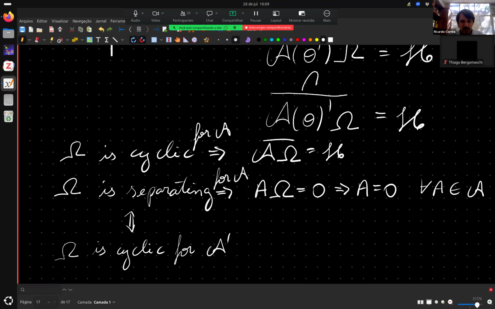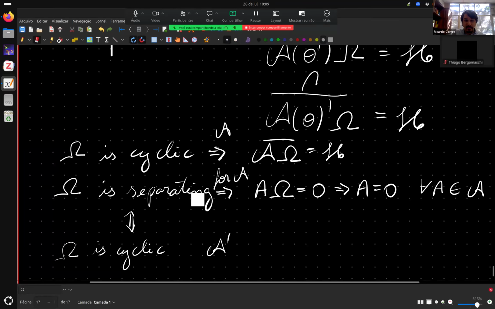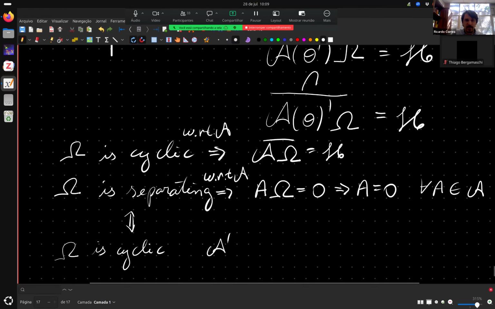Another thing that I cannot get used to is the proposition. If it's cyclic for A or cyclic with respect to A, maybe it's better in terms of English. I have no idea. With respect to A.